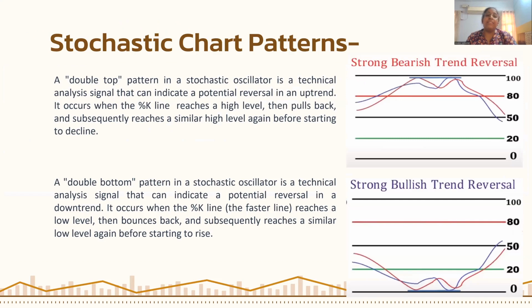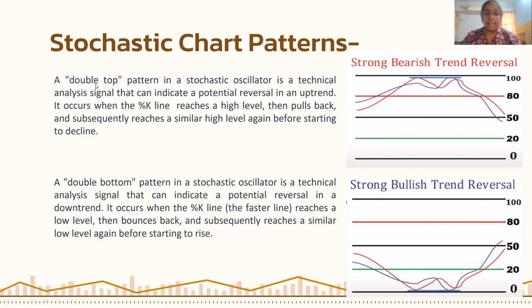Now, just like we have chart patterns in price movements, we have chart patterns in the stochastic oscillator also. The point to remember here is that the chart patterns are being drawn by the stochastic oscillator indicator, not by the price movements. There are two types of basic patterns. The first is a double top and the second is a double bottom. So what is a double top?